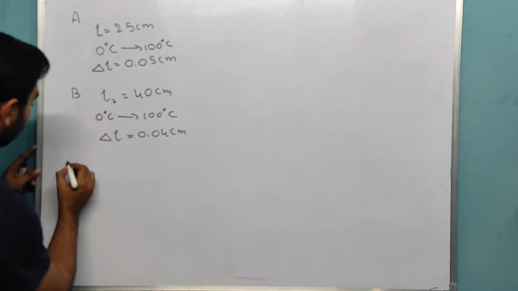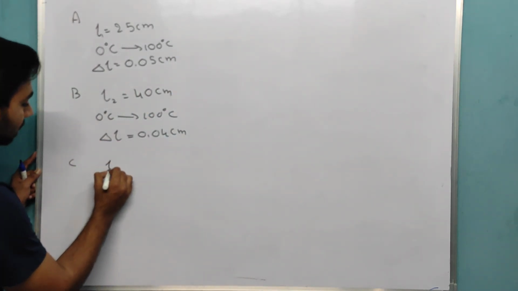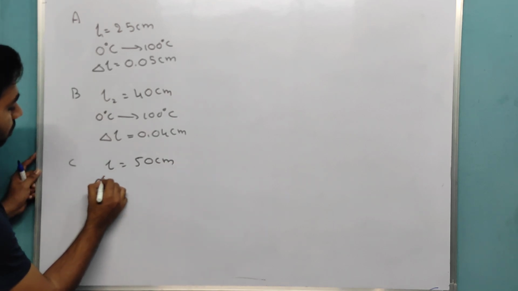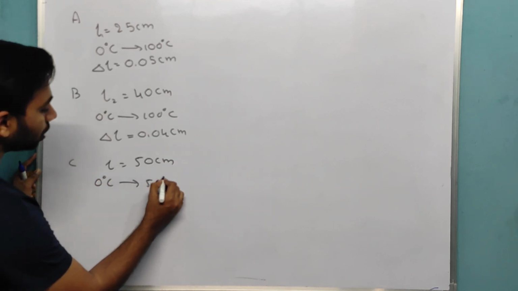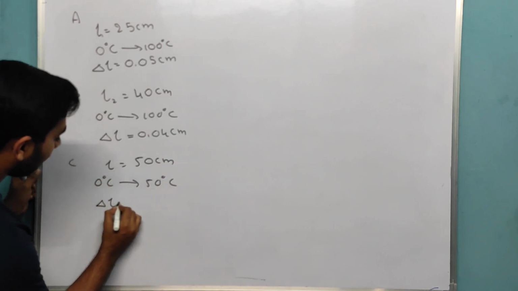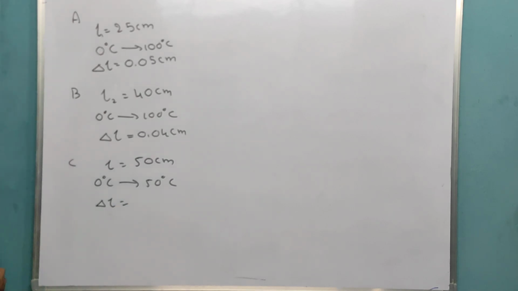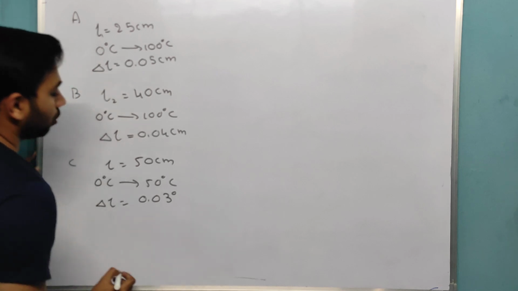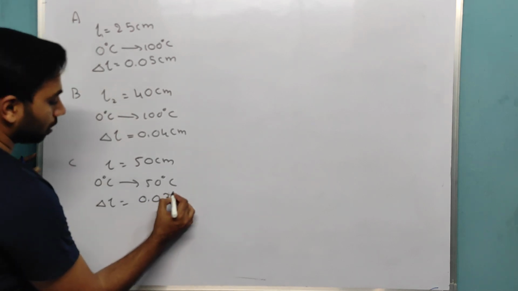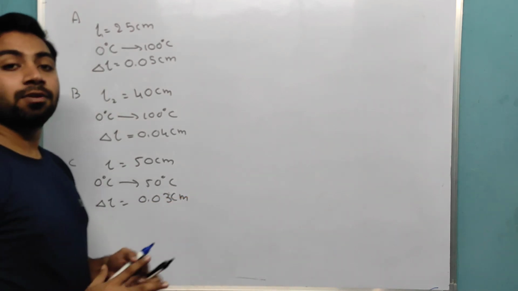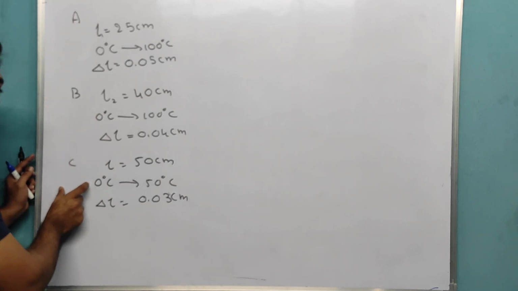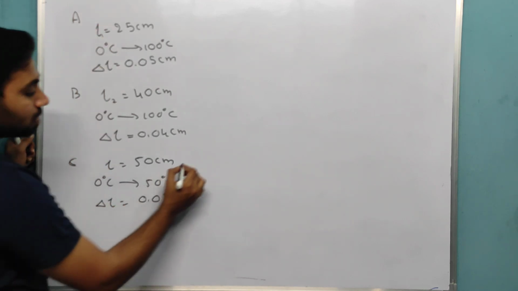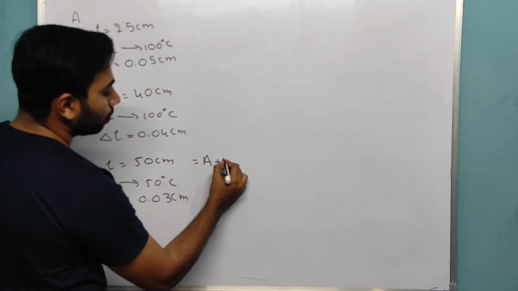See, there is one more rod C whose length is taken as 50 centimeter, which is rising from 0 degree to 50 degrees Celsius. It gives a change of 0.03 centimeter. Now they give one hint: this rod C is made up of A and B.